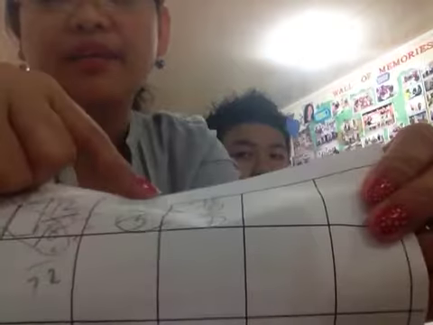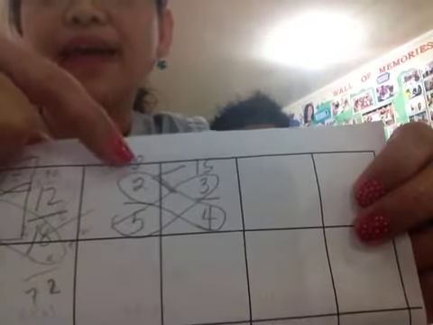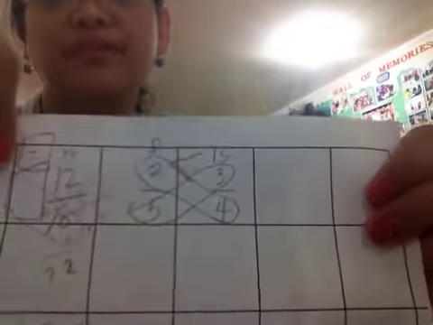So looking at it, 8 compared to 15, 8 is less than 15. Okay.